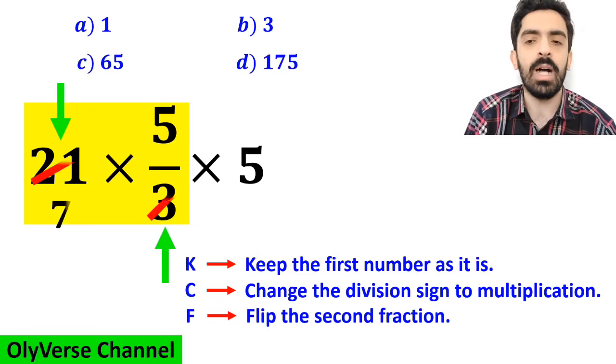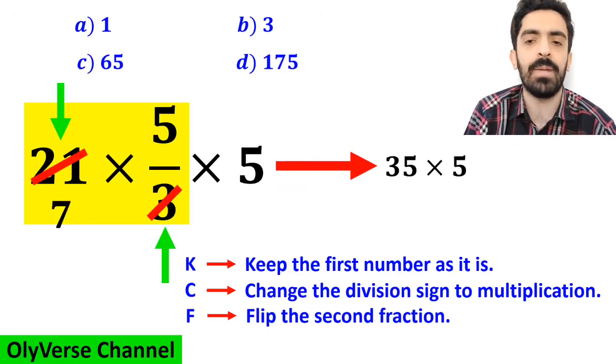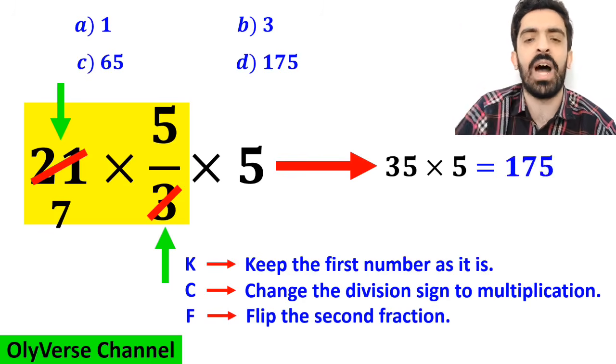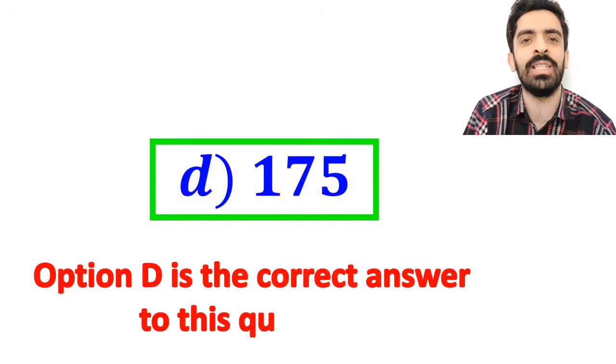Now, the number 21 cancels out with the 3 in the denominator, and this expression simplifies to 7 multiplied by 5, which finally gives us the answer 35. Therefore, option D is the correct answer to this question.